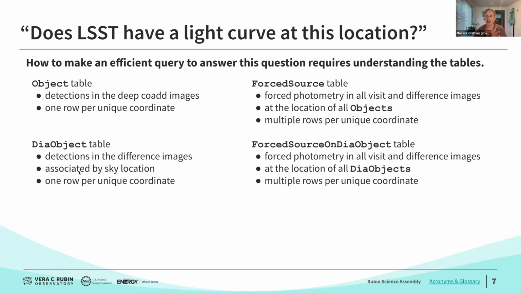So on the left, these are like the static sky versions of the tables, and then on the right, it's the time domain versions of the tables that have the light curves at the known locations.